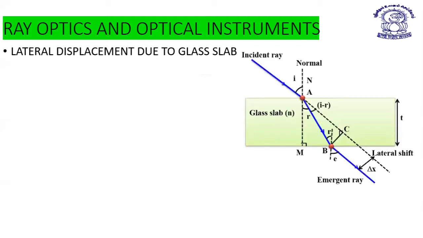Now, light is incident on the surface of a rectangular glass slab of thickness T. Due to refraction, there will be some deviation in the path of the light ray. Here from the figure we can see that the incident ray is incident on the glass slab at point A. Here I is the angle of incidence. In this situation, light is traveling from air to glass.